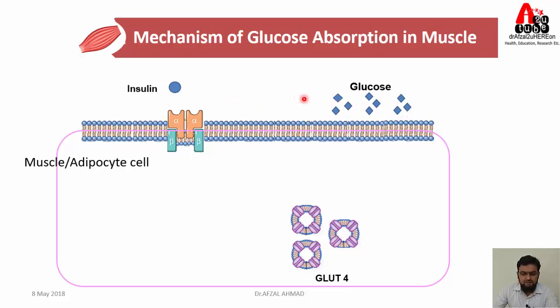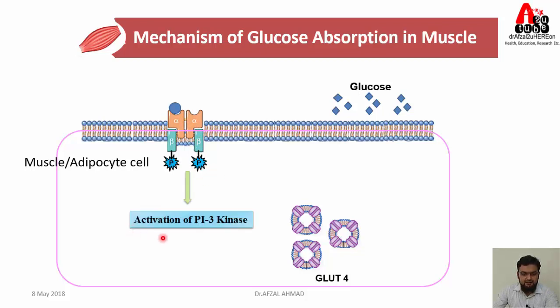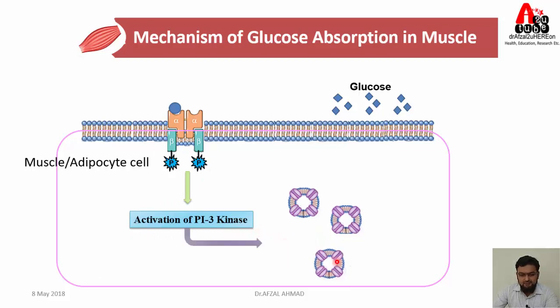Whenever the glucose level is high in our blood, insulin will be activated and it will reach the muscle or adipocyte cell. It will bind to the alpha type of receptor and activate it by a phosphorylation reaction, and it will activate the PI3 kinase system, and through this the GLUT4 from inside will reach the peripheral site, or the cell membrane.